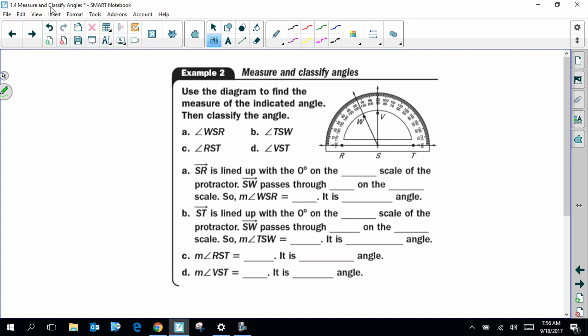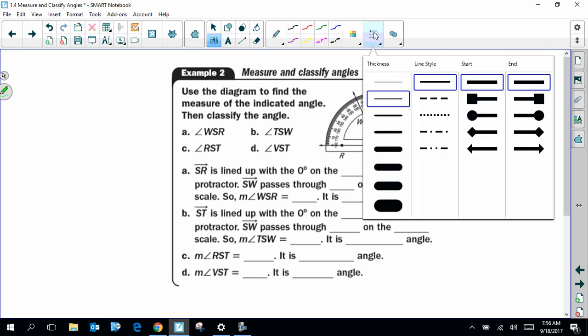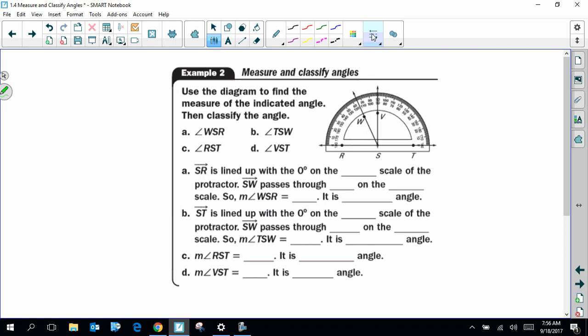Okay, so sorry I had to pause the video for just a second, but here let's go ahead and measure these angles. So let's just take a look at the first one, WSR. So WSR is this angle right here. Looking at it, we should be able to classify that as acute because it definitely looks less than 90 degrees. But again, we try not to say something is or is not because of the way it looks. So let's just measure it.